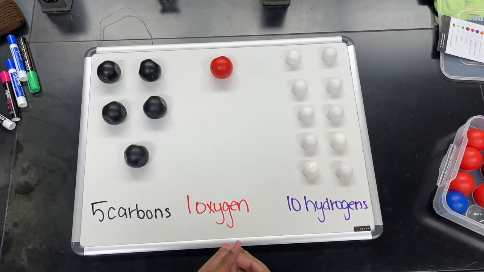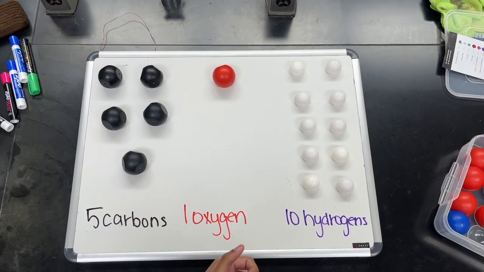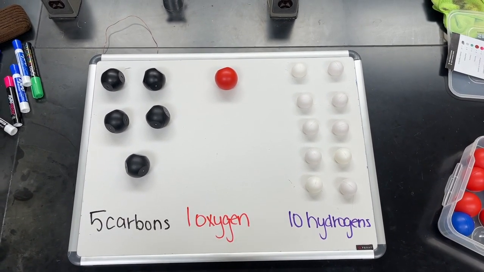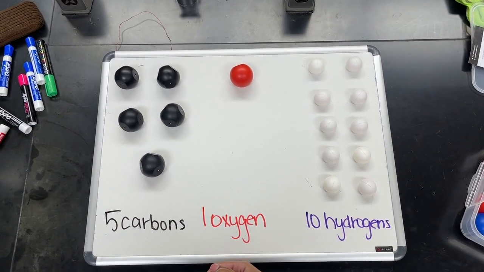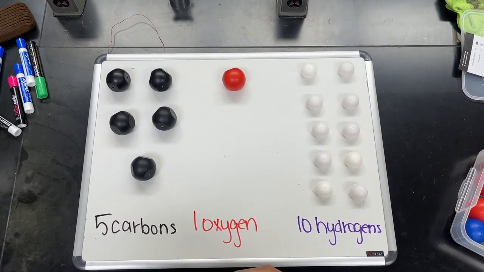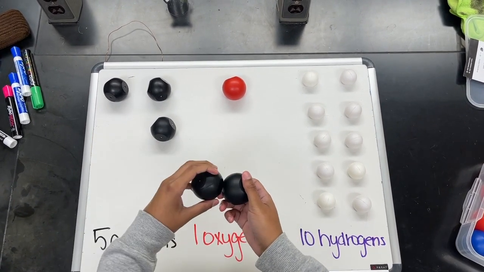Today, I will be showing you how to make tetrahydropyran with the Snatoms kit. For the carbons, I will be using 5 black atoms. For the oxygen, I will be using 1 red atom. And for the hydrogens, I will be using 10 white atoms. So first, I will start by making the ring.